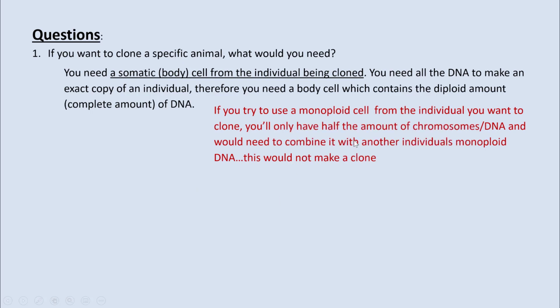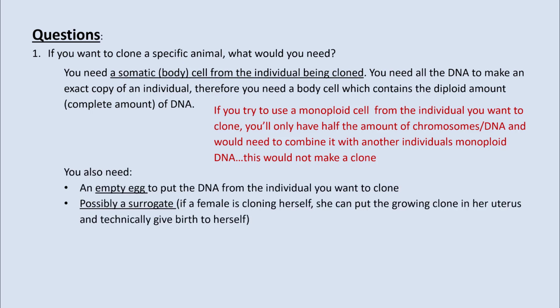And there's our explanation. If you try to use a monoploid cell from the individual you want to clone, you'll only have half the amount of chromosomes or DNA, and you would need to combine it with another individual's monoploid DNA. Not going to make a clone. You also need an egg cell to put the diploid nucleus in, and you need possibly a surrogate.